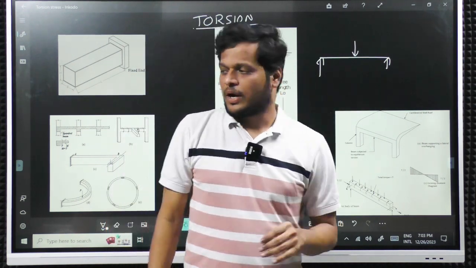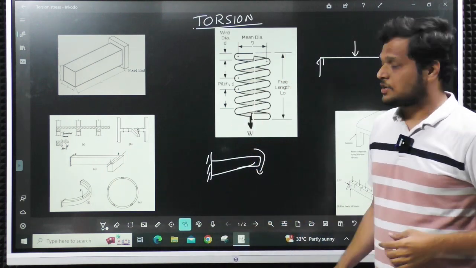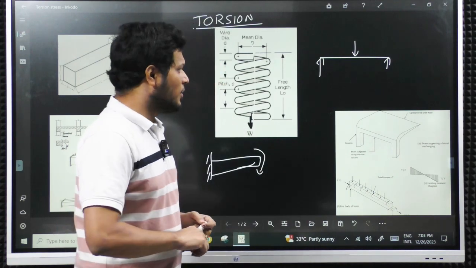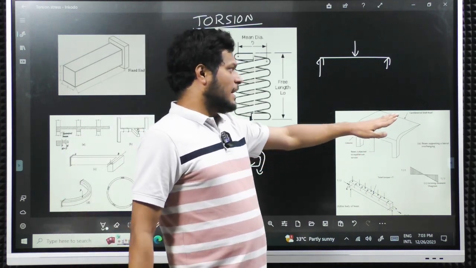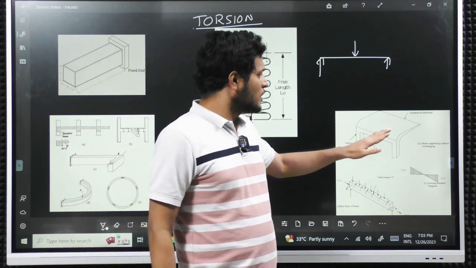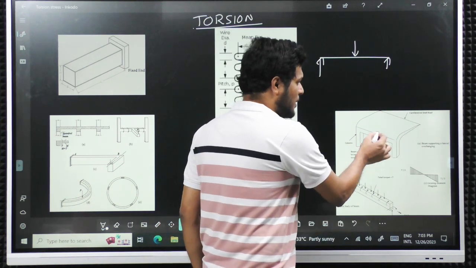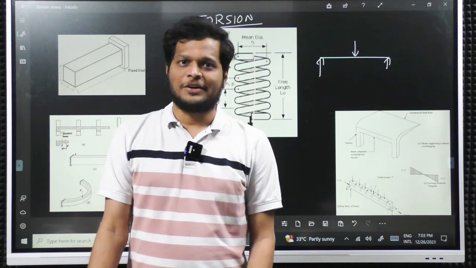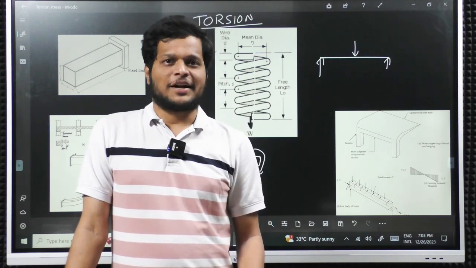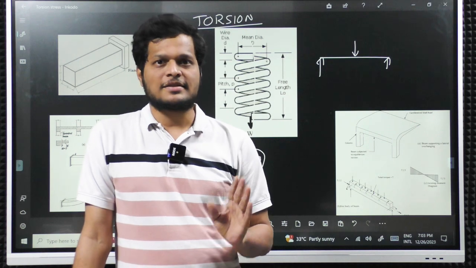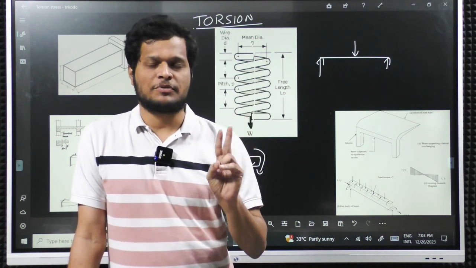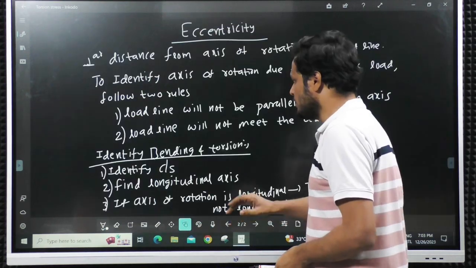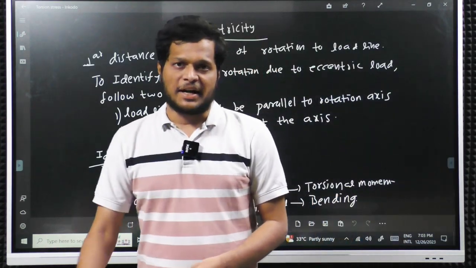So how to identify? Here it is creating torsion, here also it is creating torsion, and one more case if we observe: here you see a cantilever slab. For a cantilever slab, here you have a beam, right? This beam is also subjected to torsion. So how to identify this? To identify this, I will tell you two rules which you have to remember. That will simplify the procedure of identifying the torsion and bending axis.